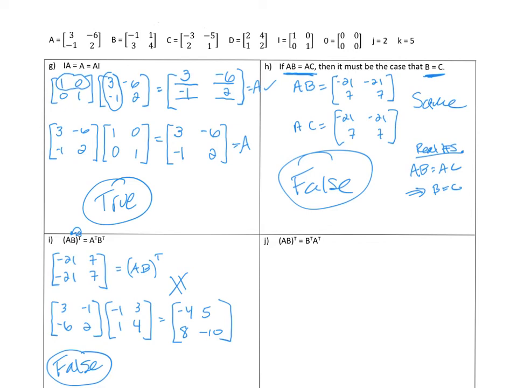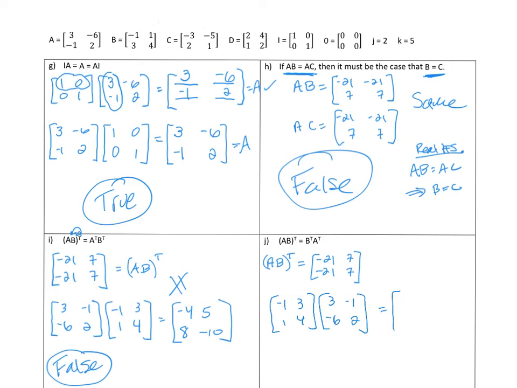Here's a very similar looking example. AB transpose, I know what that is. AB transpose is negative 21, negative 21, 7, 7. Calculated that right over here. And then it says compare that to B transpose A transpose. Okay, so B transpose is negative 1, 1, 3, 4. A transpose was 3, negative 6, negative 1, 2.